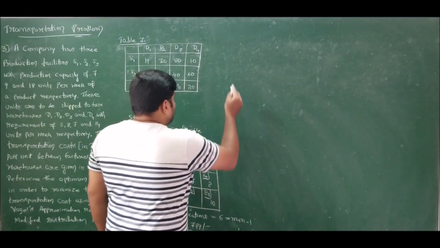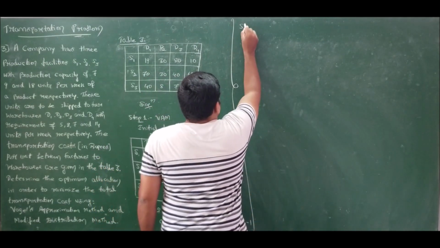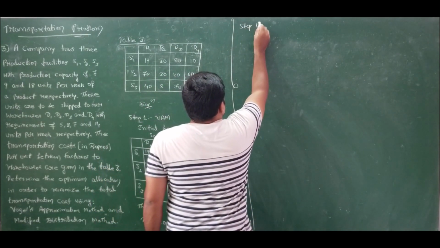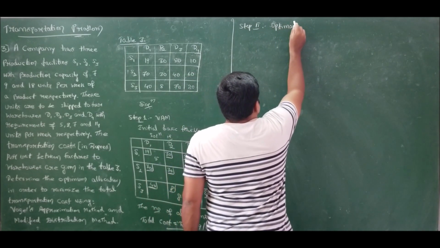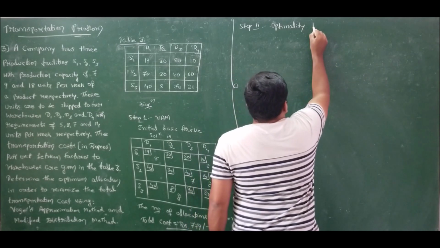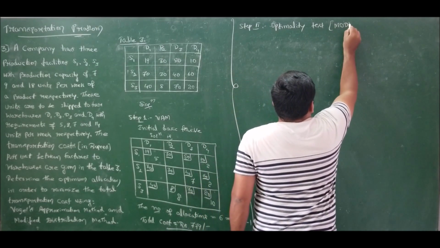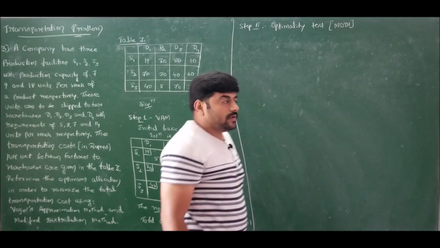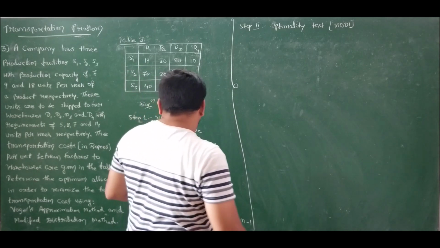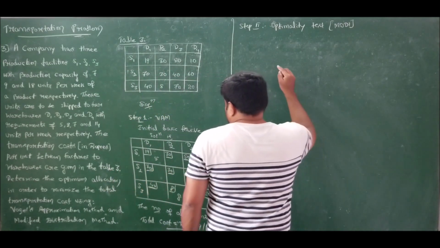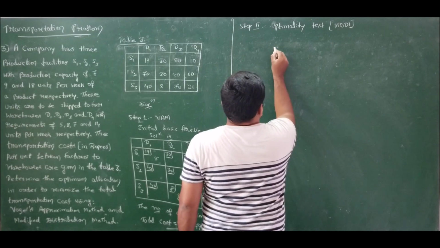Now moving ahead to the optimality test, that is in step 2, in the optimality test, we will be using the modified distribution method. Now in the modified distribution method, which is also called the UV method, let me explain the UV method. First let us write down the cost matrix with allocations.